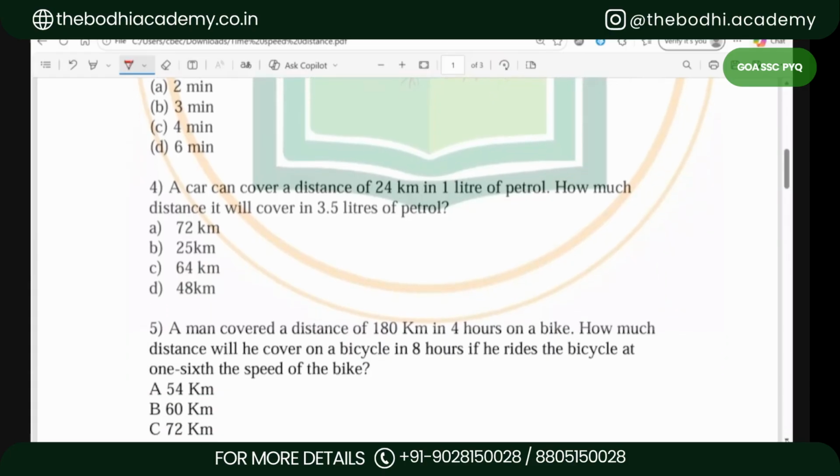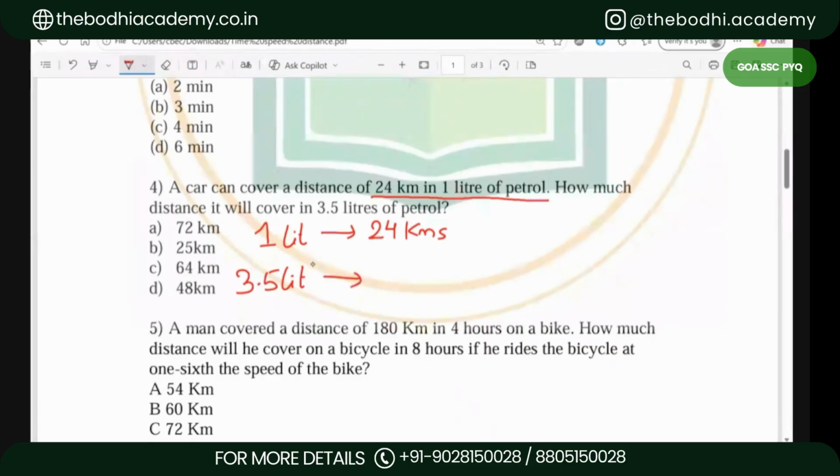Yes, we will go from easy to difficult questions. So let us take question number 4. A car can cover a distance of 24 kilometers in 1 liter of petrol. So in 1 liter of petrol, the distance covered is 24 kilometers. How much distance will it cover in 3.5 liters of petrol?